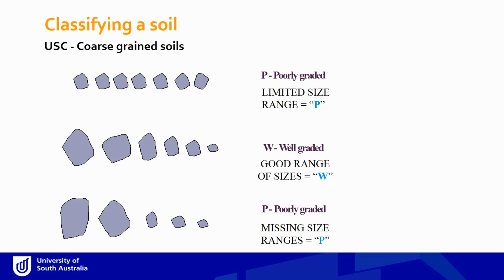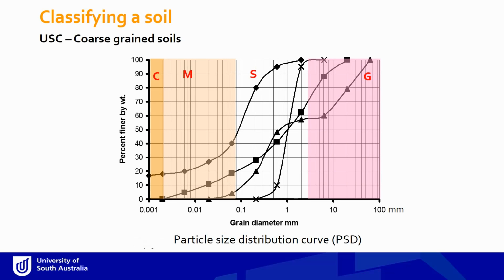Now, how do we know if a soil is W or P? To do that, we take help of this diagram. We call it a grain size distribution plot. Now, this might at first glance look a bit complicated. This is not for one soil. I have put 4 different soils.